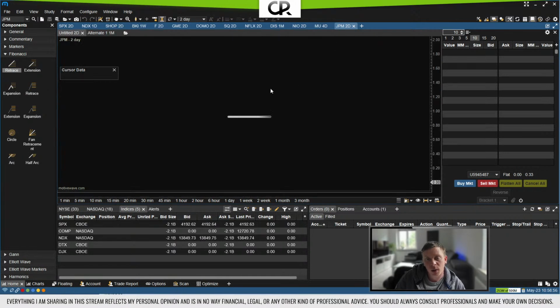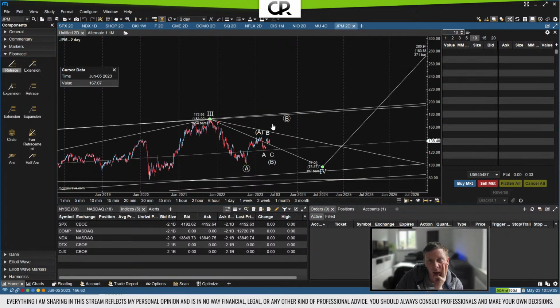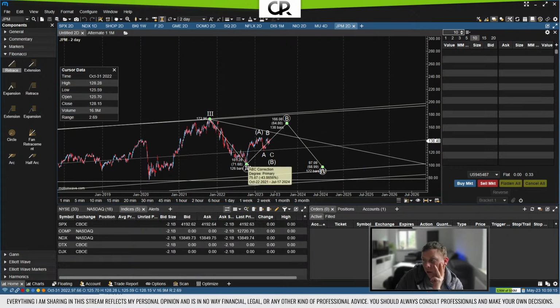And JPM is also something where I'm currently expecting a drop. There our labeling looks like this, where potentially we might not get a new all-time high, but we might get close to the old all-time high before we then go down to the $100 mark again. And our alert here is, I think, at $100. So I'm going to check that real quick.